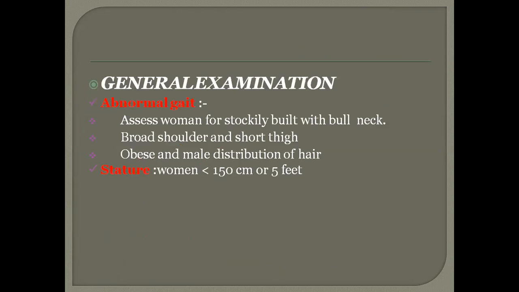Next is general examination. Generally, we will see the gait of the mother. We have to assess for scoliosis or kyphosis. Then we will see whether she is of short stature, whether she has short thighs, broad shoulders, a bull neck, whether she is obese, and how the hair is distributed, whether she has male distribution of hair. So all this we will be examining.